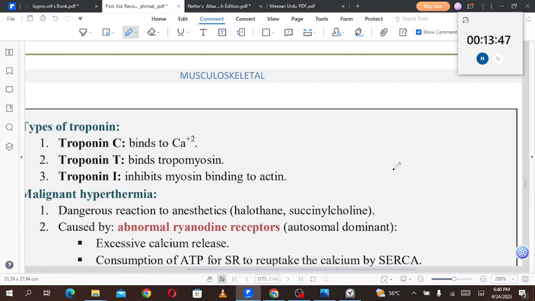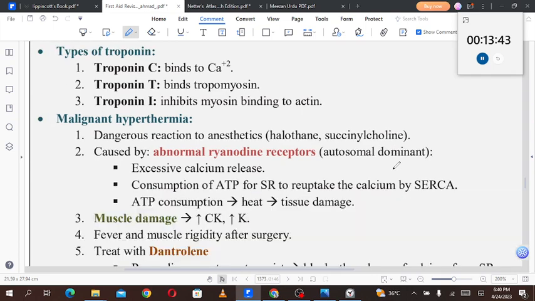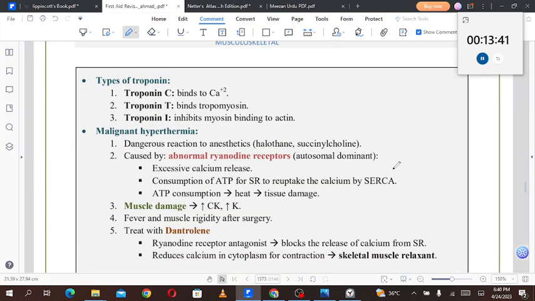Okay. Then we have types of troponin. So there are three types of troponin. Troponin complex is like a trimeric protein. So in the troponin complex, troponin C binds to the calcium, troponin T binds to tropomyosin, and troponin I inhibits the myosin binding pathway. So there are three structures, like you can say 1, 2, and 3.